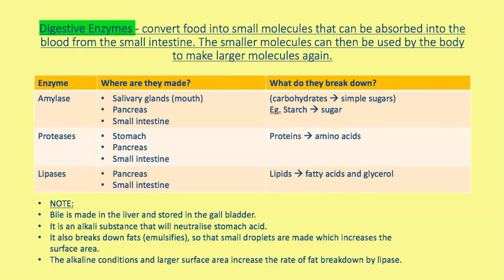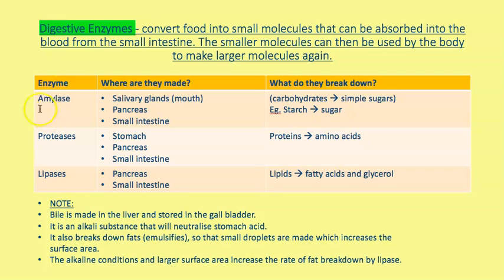Now, when you eat most things, the molecules are too big. So what the enzymes will do is break those molecules down into smaller substances such as sugar, amino acids, fatty acids and glycerol that can be absorbed into your circulatory system and delivered around your body. So if you look here, there's a sort of summary of this at the top. Digestive enzymes convert food into small molecules that can be absorbed into the blood from the small intestines. The smaller molecules can then be used by the body to make larger molecules.